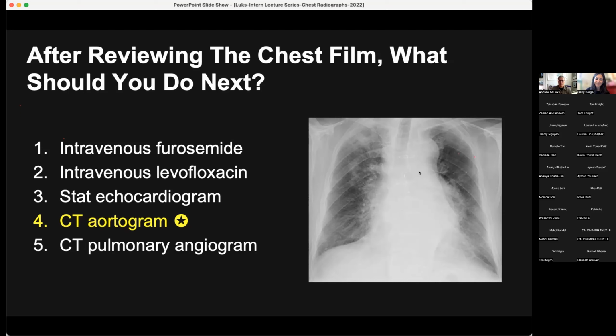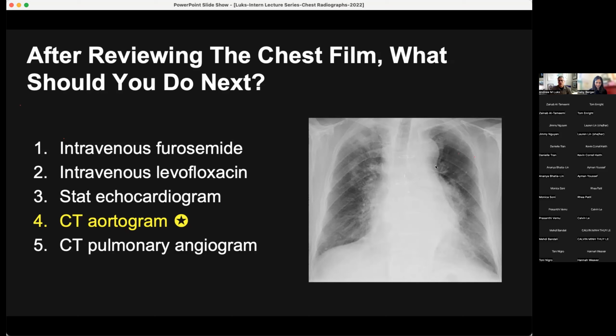But so what's going on in this film? There's clearly a lot of opacity in the hilar region of this patient's chest. And you might certainly think about pulmonary edema in someone who's got a history of heart disease, as recognized by the fact that there are sternal wires in this film.